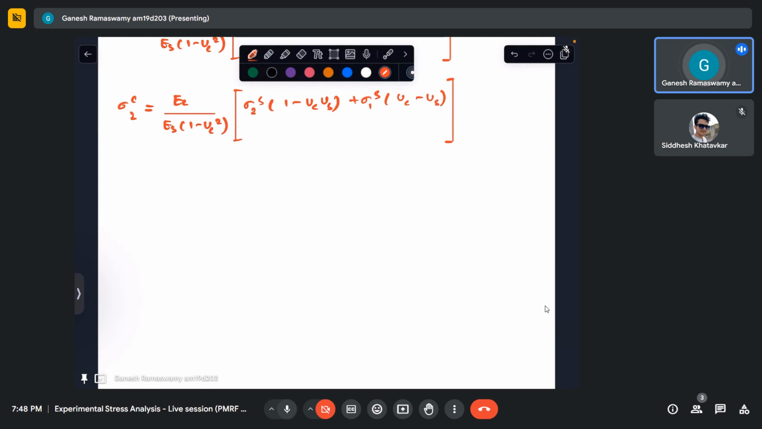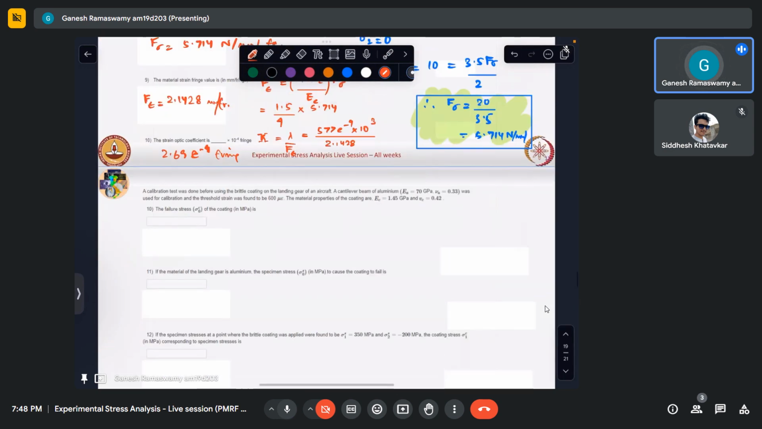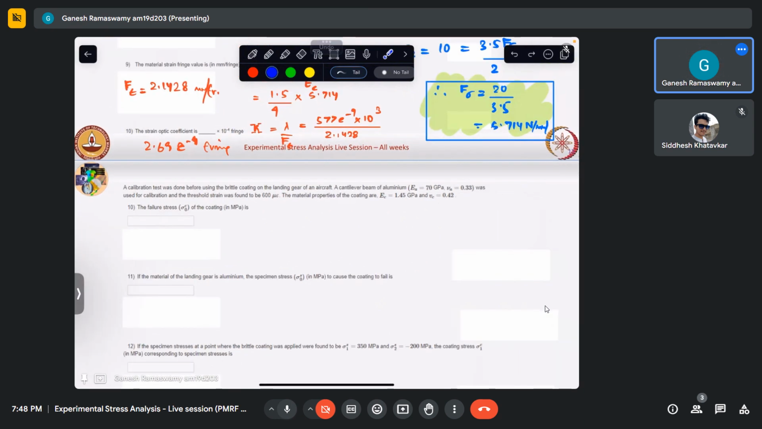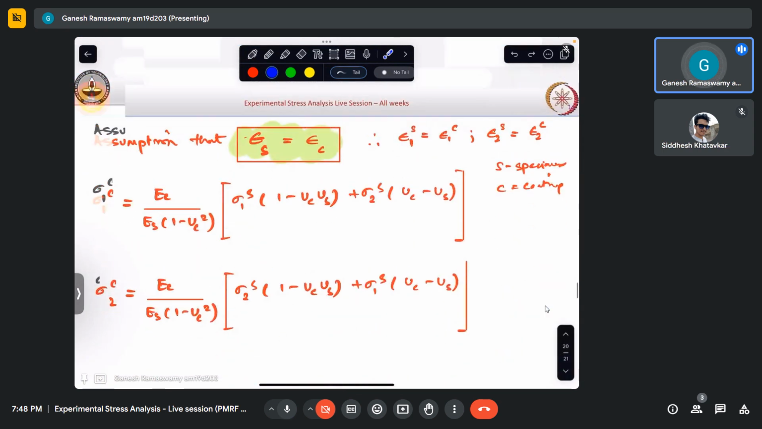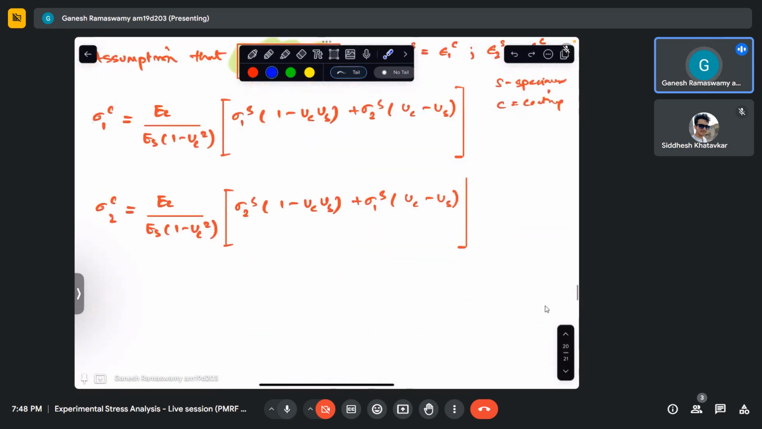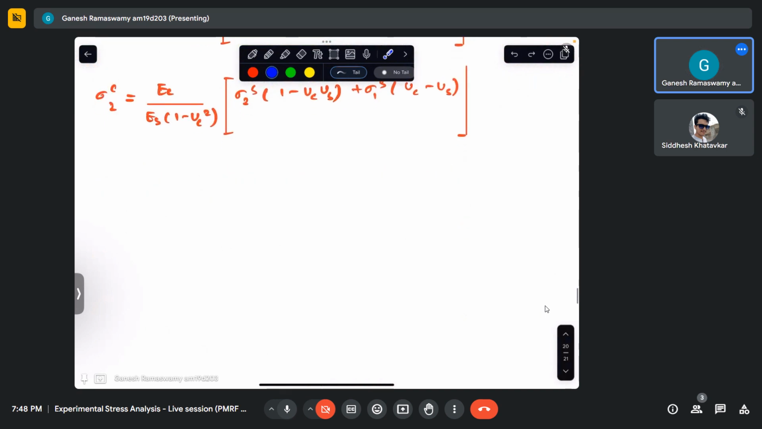In the case of a calibration specimen, which we have initially done, they have said that they used a cantilever aluminum beam of these properties to do the calibration and found that the threshold strain was 600 microstrain. So the brittle coating essentially cracked at 600 microstrain. So the question asks, what is the failure stress in the coating in MPa?